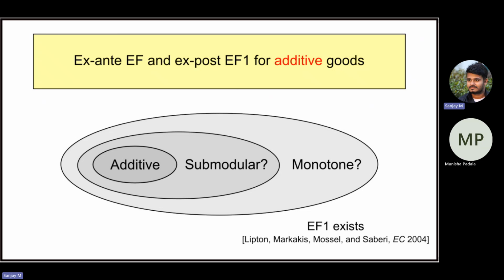Did you give query access? You're given, yeah, I give you a bundle, you tell me its value. So we don't do explicit representations. That would be harder. Yeah. Even for explicit submodular.